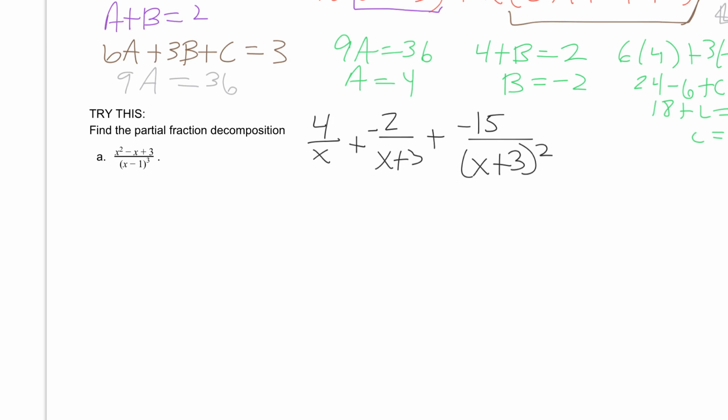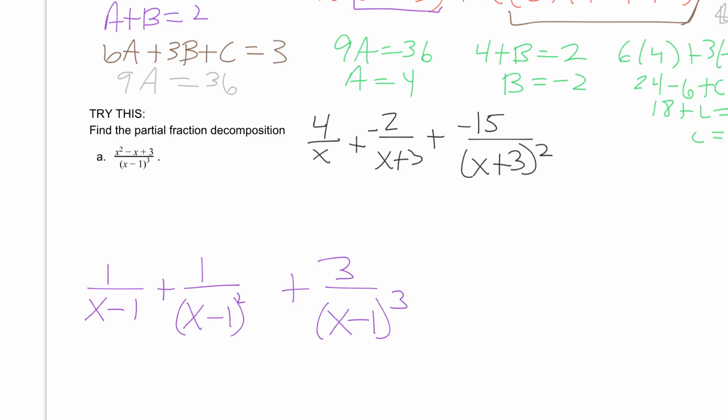Then I would like you to do the try this. So if you go to letter A, go ahead and try that one out and unpause it when you're ready to check your answer. If you did letter A correctly, you should get your answer to be 1 over x minus 1 plus 1 over x minus 1 squared plus 3 over x minus 1 to the third. If you have any questions, please let me know.